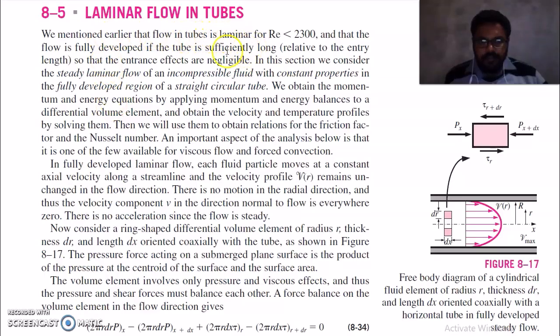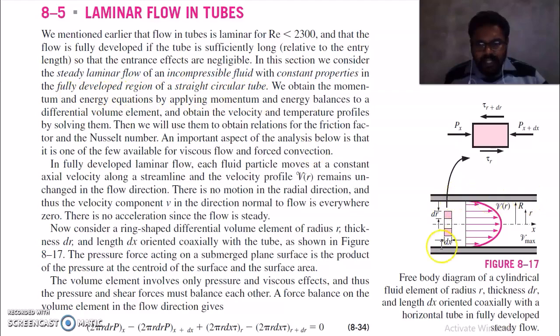Laminar flow in tubes. We mentioned earlier that flow in tubes is laminar for Reynolds number less than 2300, and thus the flow is fully developed if the tube is sufficiently long relative to the entry length so that the entrance effects are negligible. In this section we consider the steady laminar flow of an incompressible fluid with constant properties in the fully developed region of a straight circular tube.